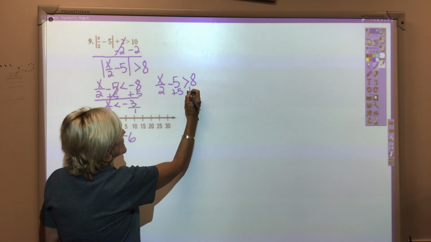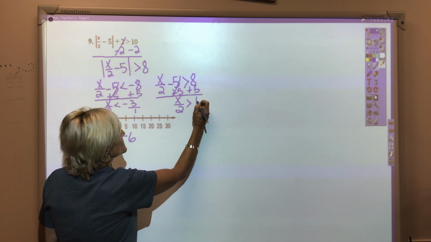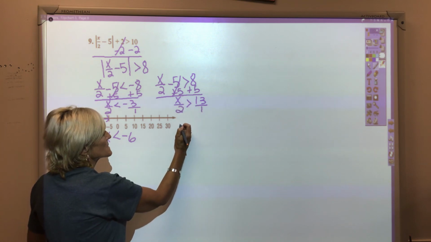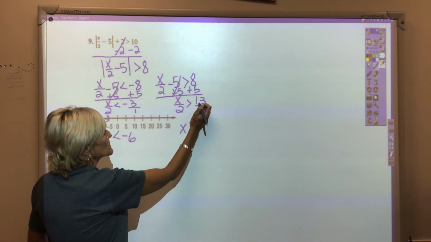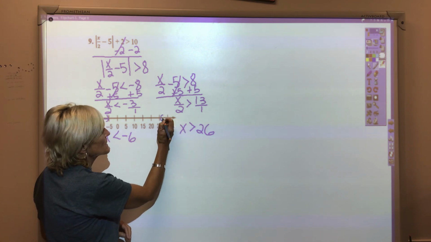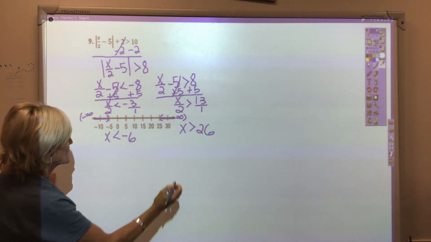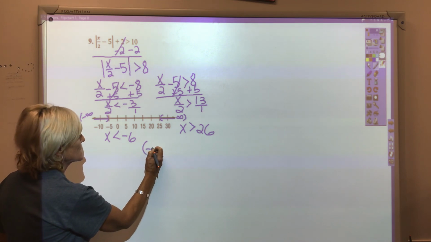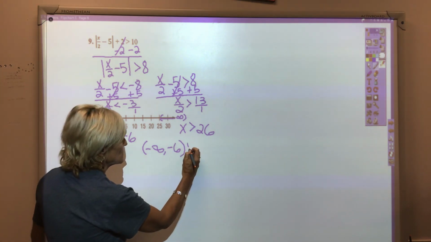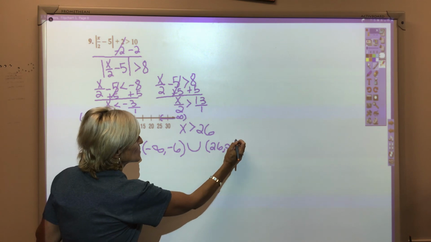Add 5, x over 2 is greater than 13. Put a 1 under the 13. Go up and across. 1 times x is greater than 2 times 13, which is 26. So approximately 26, open my parenthesis there, and I shade to the right towards infinity, parenthesis. So my interval notation will be parenthesis, negative infinity, comma, negative 6, parenthesis, union, parenthesis, 26, comma, infinity, parenthesis.